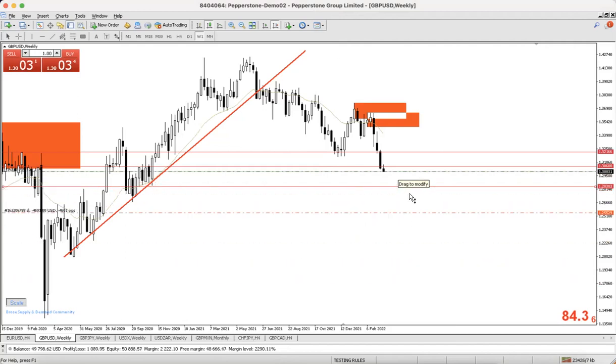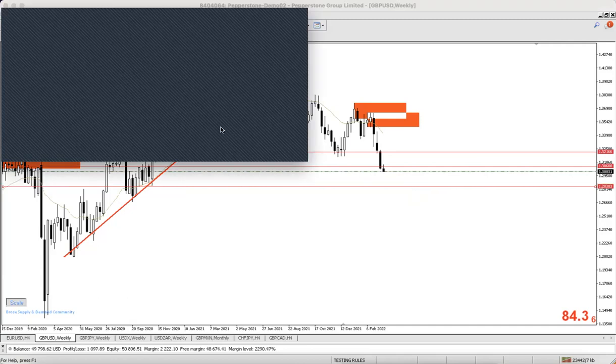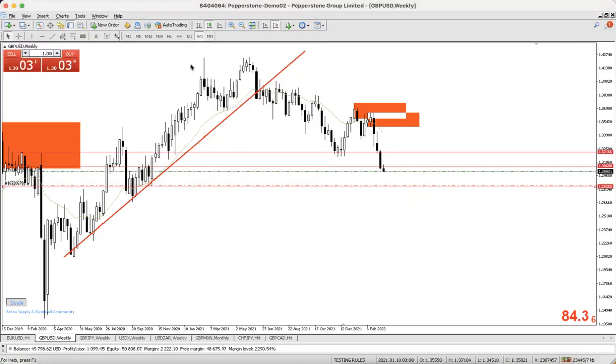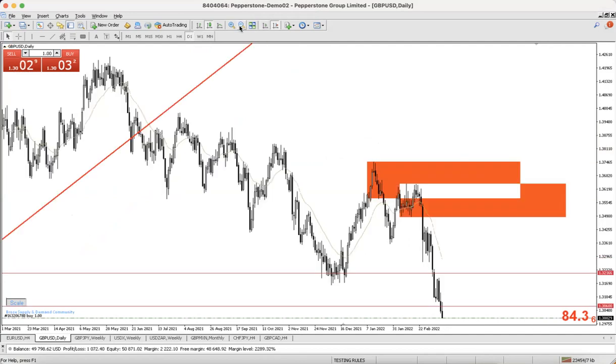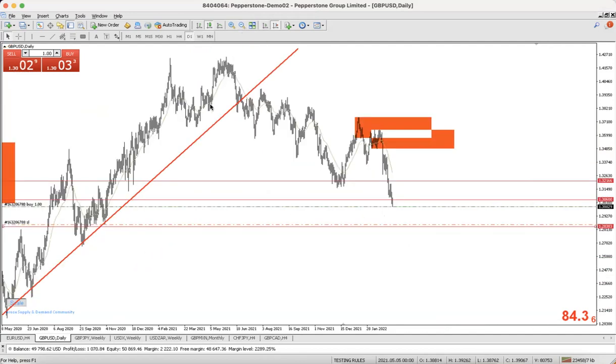what's happening here? Will be there. Okay. So use the minimum amounts, the lot size you can. Okay. 0.01 should be your lot size for this trade.